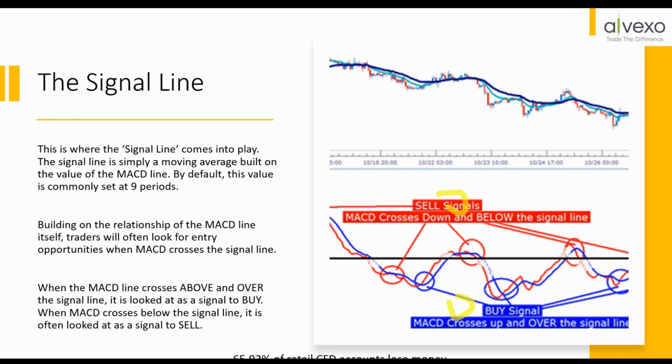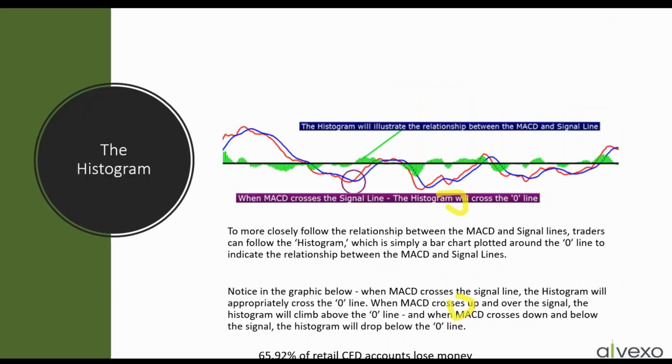It is not telling you to buy or sell now. It's telling you, hey, look at me for a buy or sell potential. So to more closely follow the relationship between the MACD and the signal line, traders can follow the histogram, which is simply a bar chart plotted around the zero line to indicate the relationship between the MACD line and the signal line.